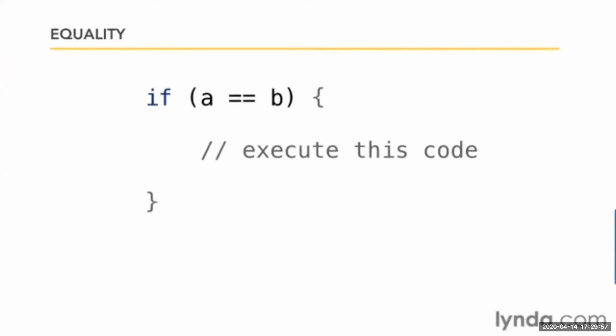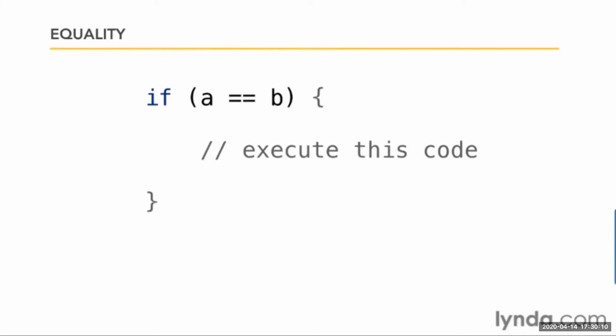So when we're writing if statements and we want to check that one variable is equal to another variable, we use the double equal sign, the equality operator. In this case, if the contents of the variable A are equal to the contents of the variable B, we're going to execute whatever statements are inside the opening and closing curly braces.